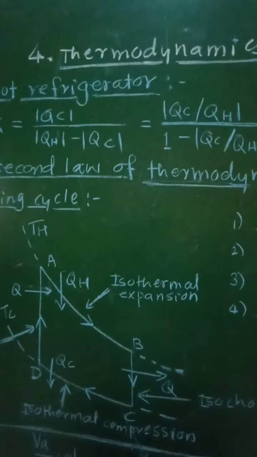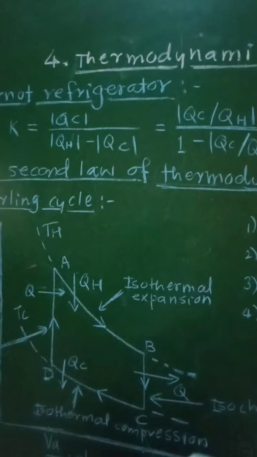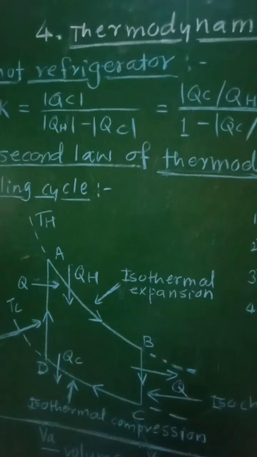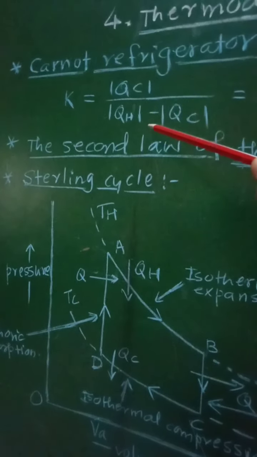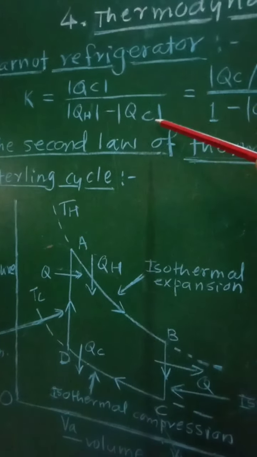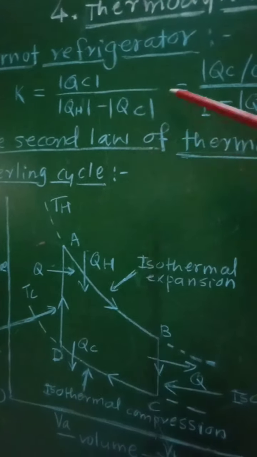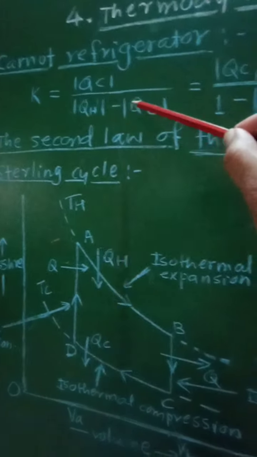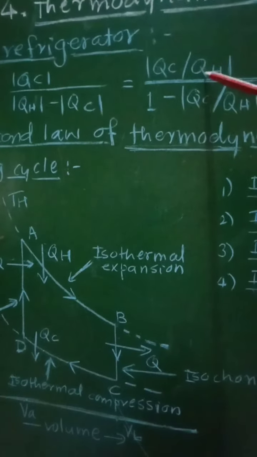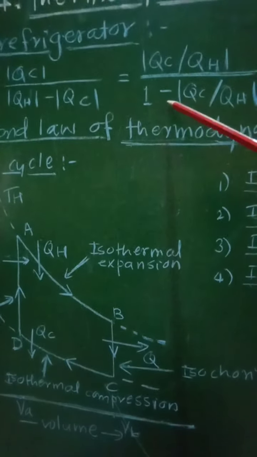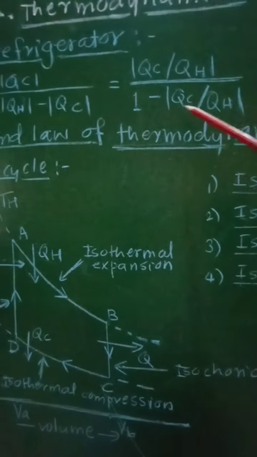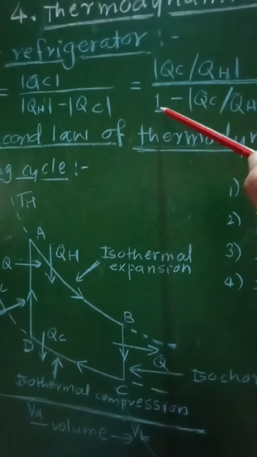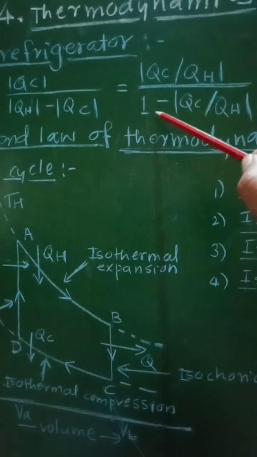The coefficient of performance of Carnot refrigerator is given as K equal to magnitude of QC upon magnitude of QH minus magnitude of QC. So that will be written as, dividing each of these three terms by QH, we will get magnitude of QC upon magnitude of QH divided by 1 minus magnitude of QC upon magnitude of QH. For this term, it will be magnitude of QH upon magnitude of QH, and therefore it will be equal to 1.